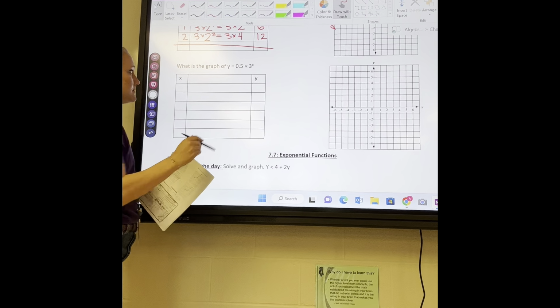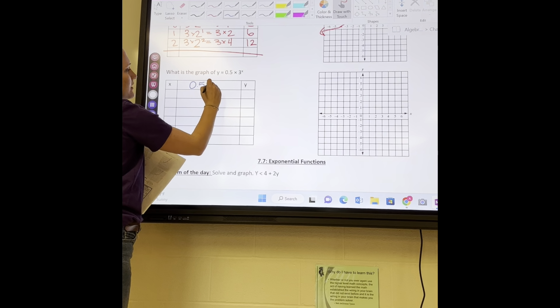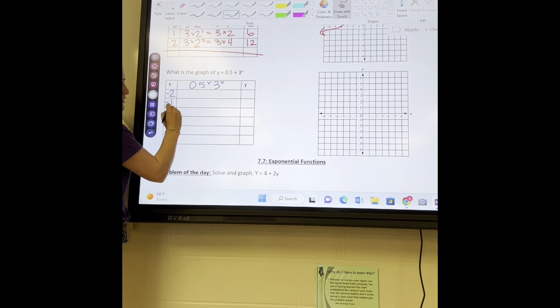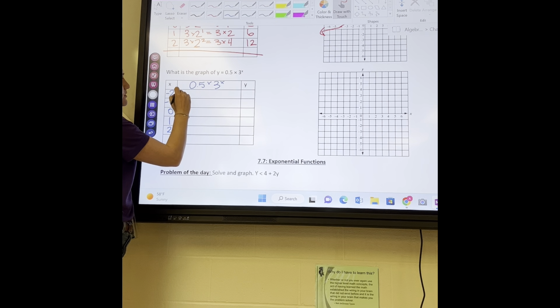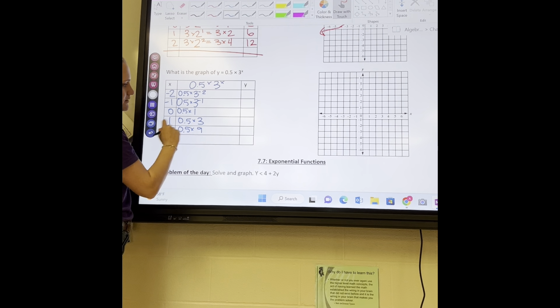Okay, so this one is 0.5 times 3 to the x power, and we're gonna do the same thing, plug in -2, -1, 0, 1, and 2. So 0.5 times 3 to the -2, 0.5 times 3 to the -1, 0.5 times 3 to the 0 power is just 1. 0.5 times 3, because 3 to the first power is 3. 0.5 times 9, because 3 squared is 9. Now I'm going to go back and answer those.